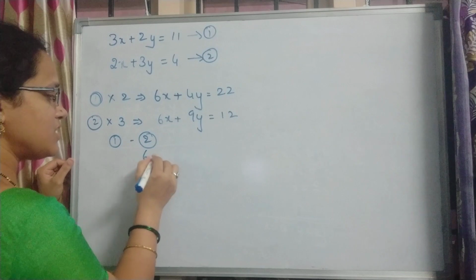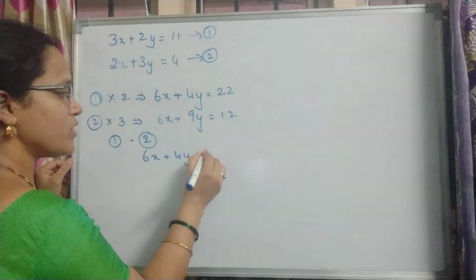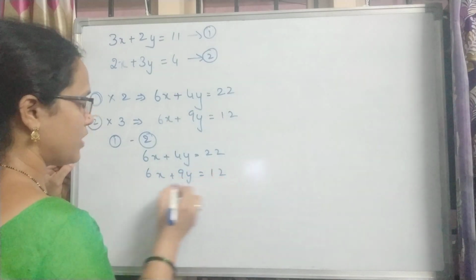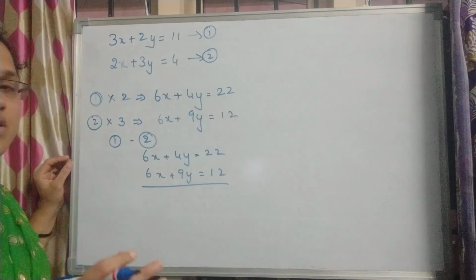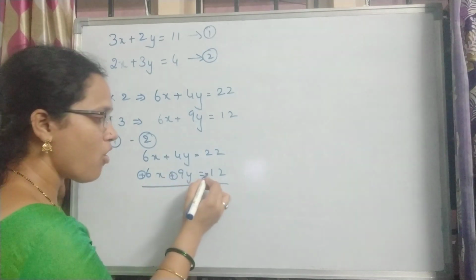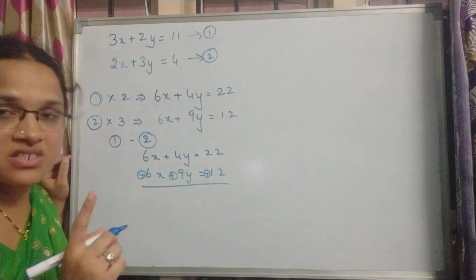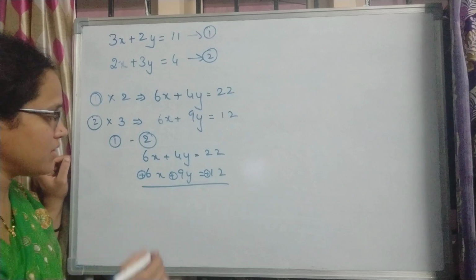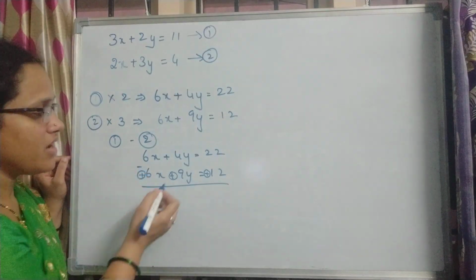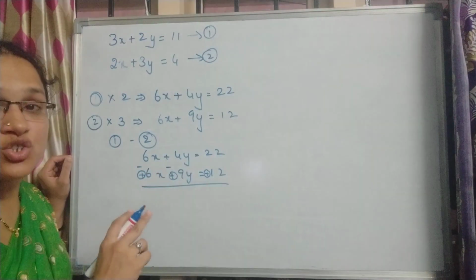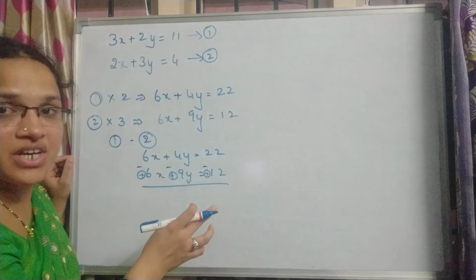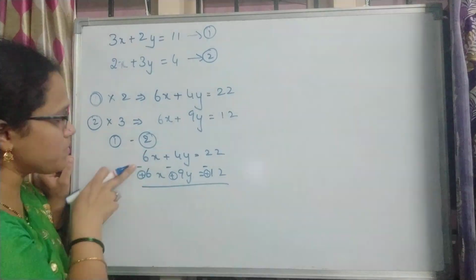Now write the first equation, 6x plus 4y is equal to 22, minus 6x plus 9y is equal to 12. Subtraction in algebra means that for the second equation, you take all the arithmetic signs present and change them. If it is plus, you change it to minus. That means you should convert the signs first. This is called sign conversion. After changing the sign, now you read it: 6x minus 6x.